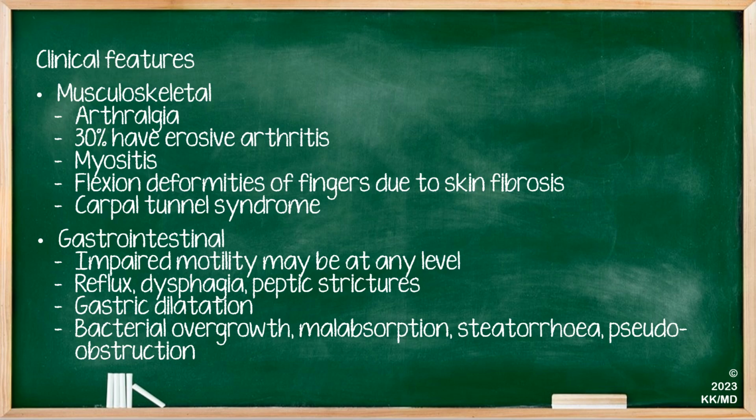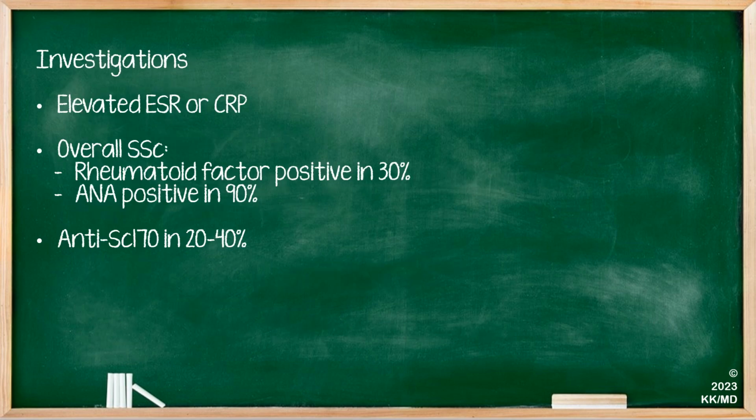As for the gastrointestinal symptoms, it could present as a result of impaired motility at any point of the GI tract. So you could get reflux, dysphagia, peptic strictures, gastric dilatation, and sometimes it could lead to bacterial overgrowth and malabsorption syndromes, which could potentially result in pseudo-obstructions. And that is quite MRCP classic, especially when you're talking about your MCQ questions in your part 1 and part 2 exams.